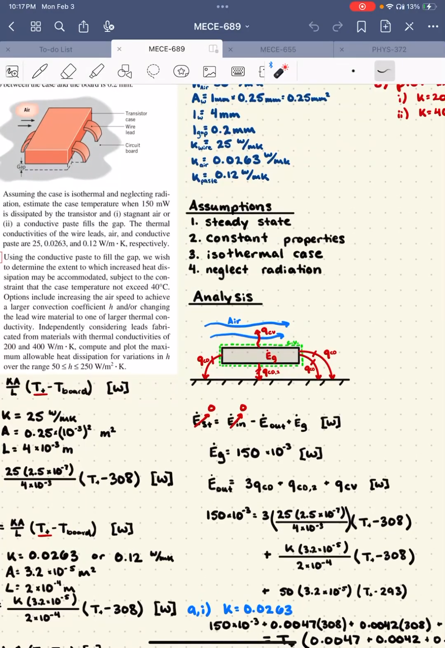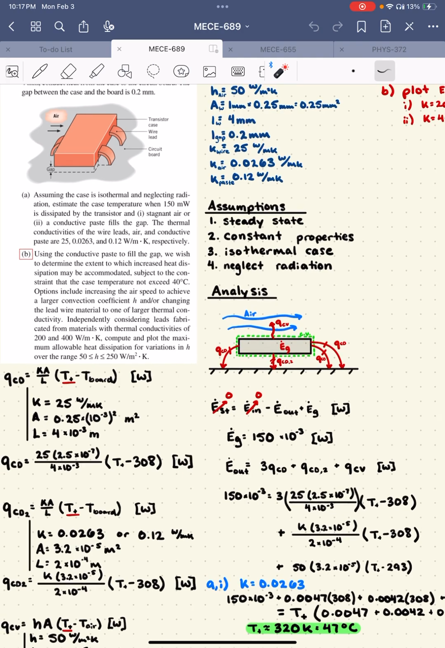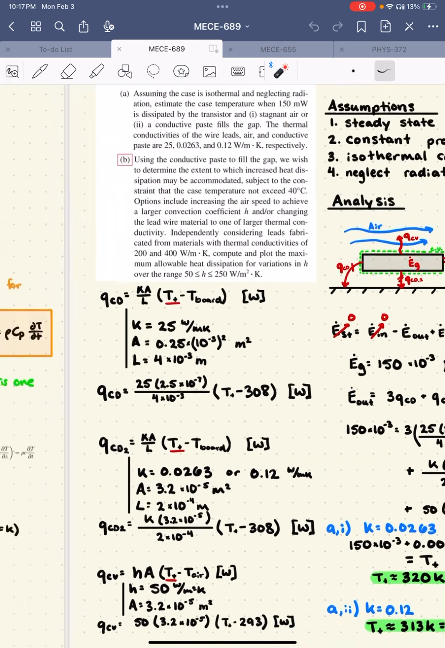There's a couple assumptions that we want to start out with. We know that this is steady state. The temperature is not changing with time. There are constant properties. We have an isothermal case, and we're also going to neglect radiation in this problem.